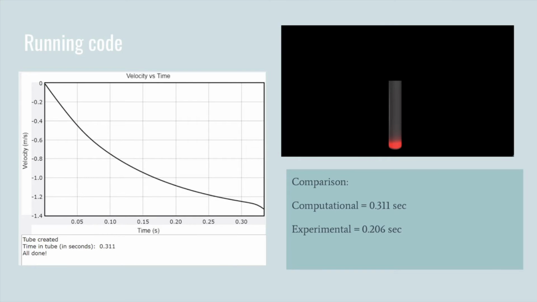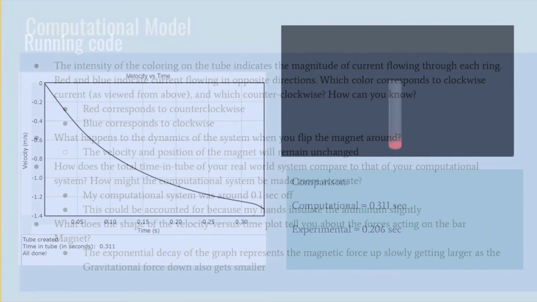You can see here my final velocity versus time graph, as well as the bar magnet after being dropped through the coil. My final computational time was 0.311 seconds, which compared to my experimental time was 0.1 seconds longer.